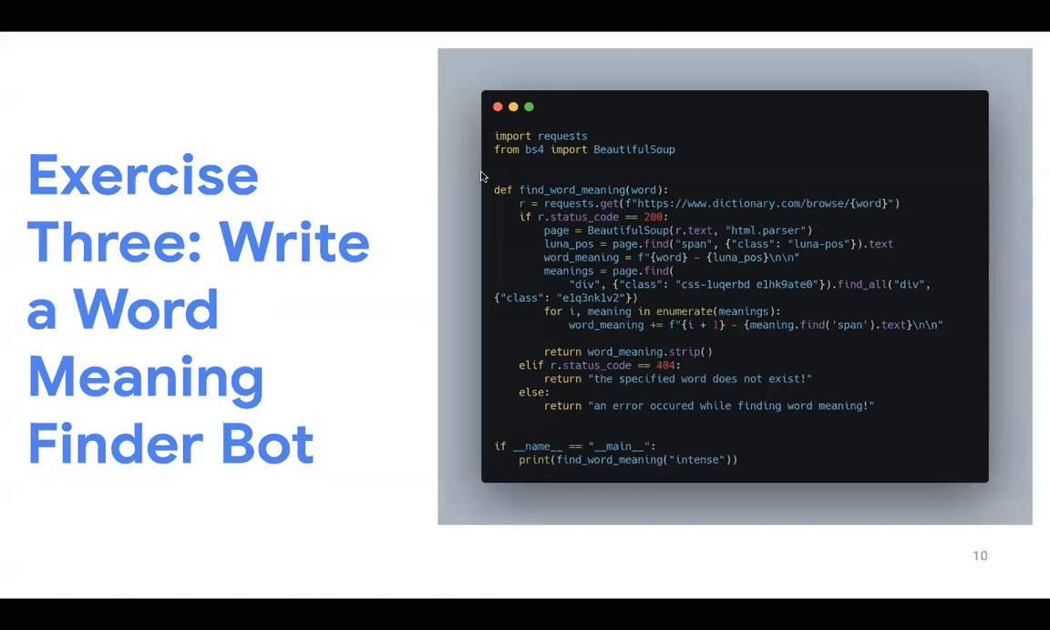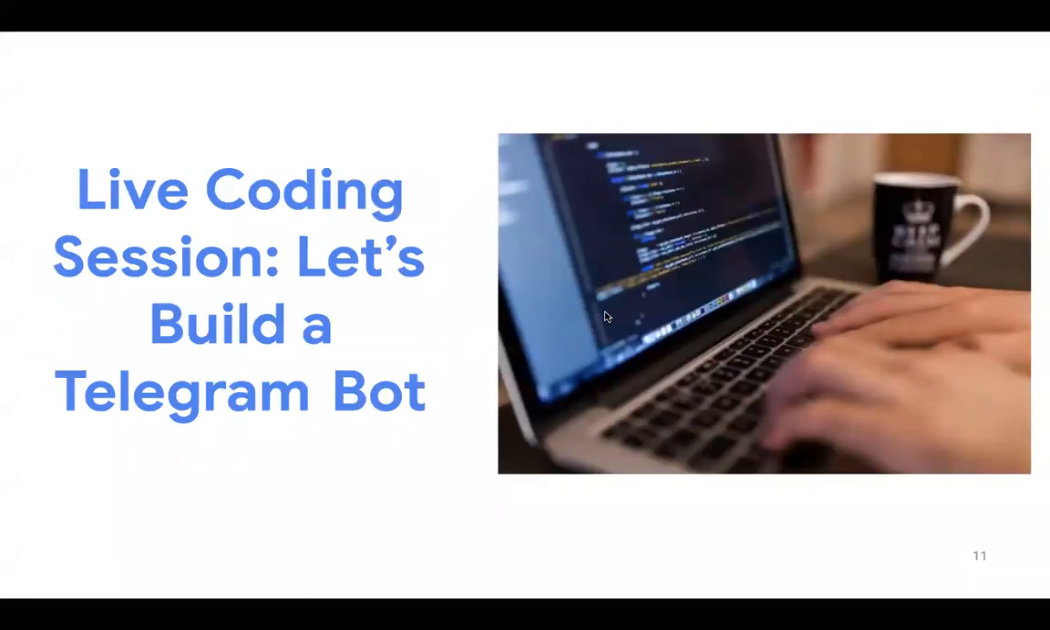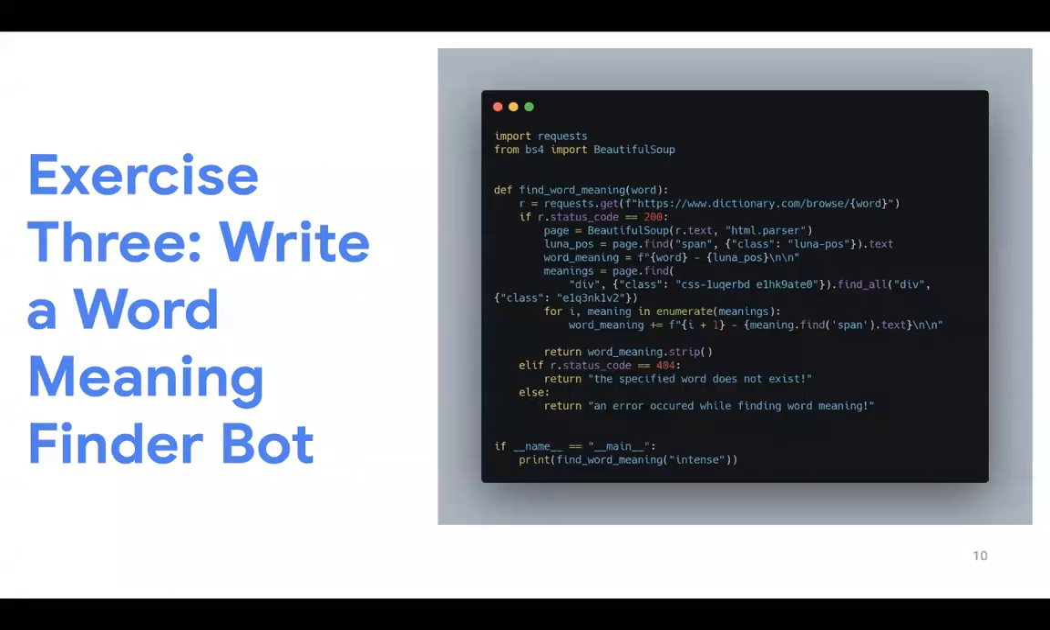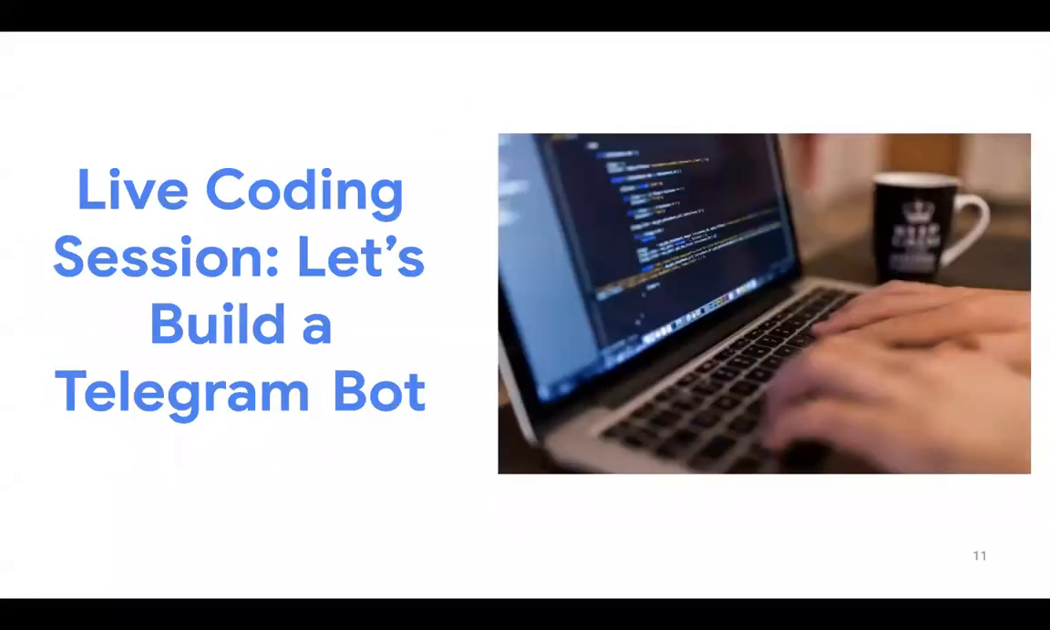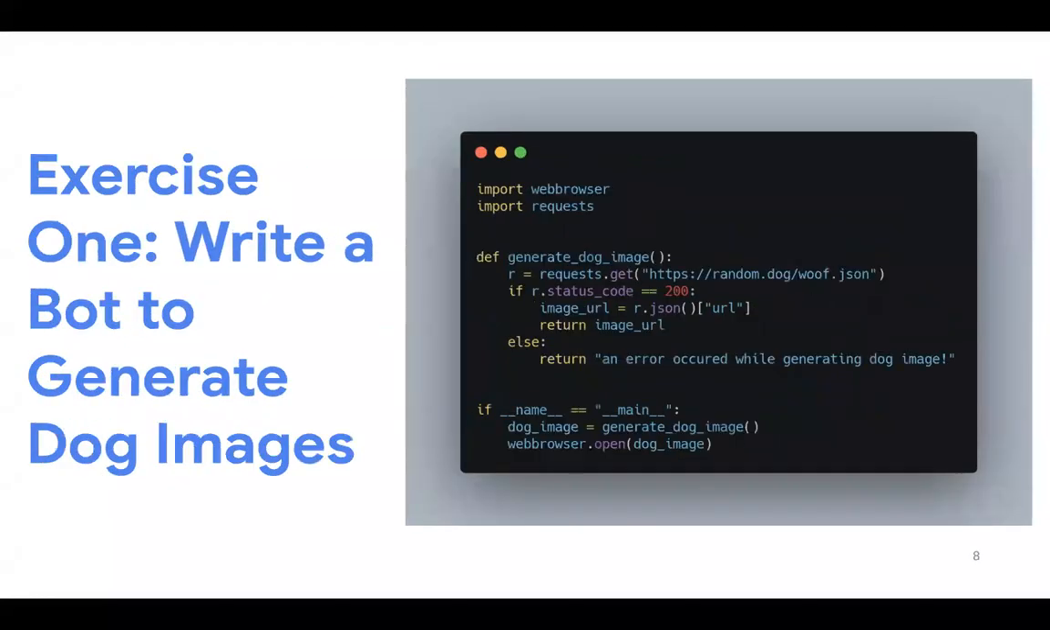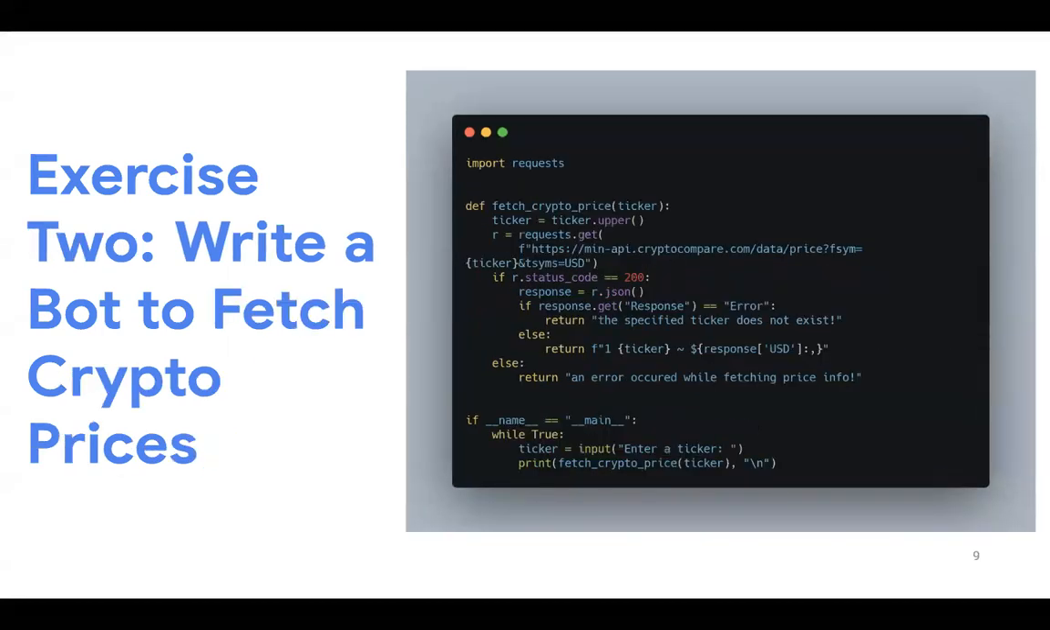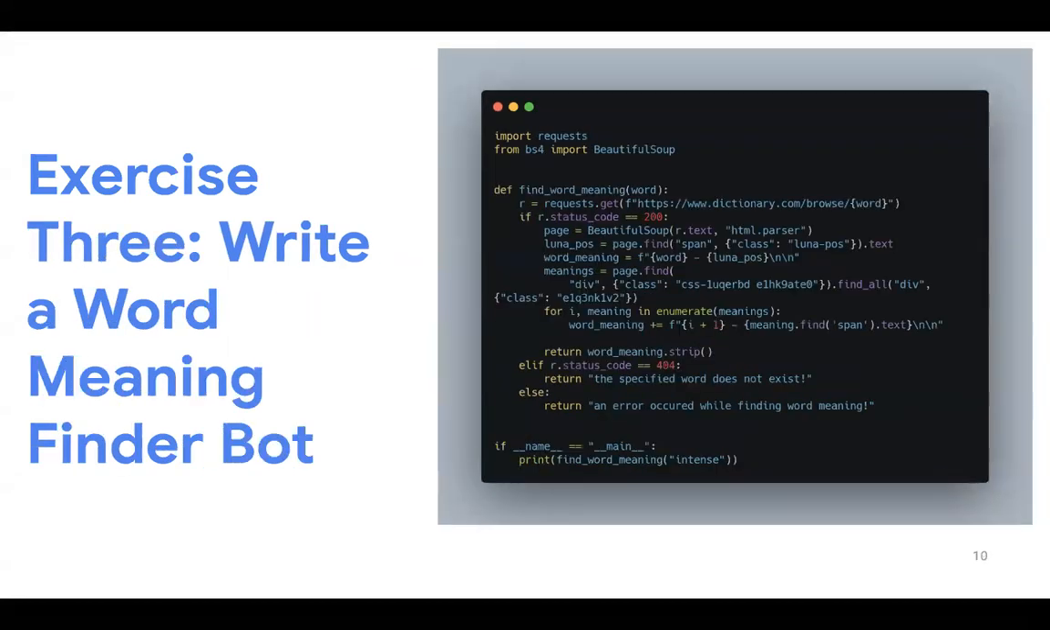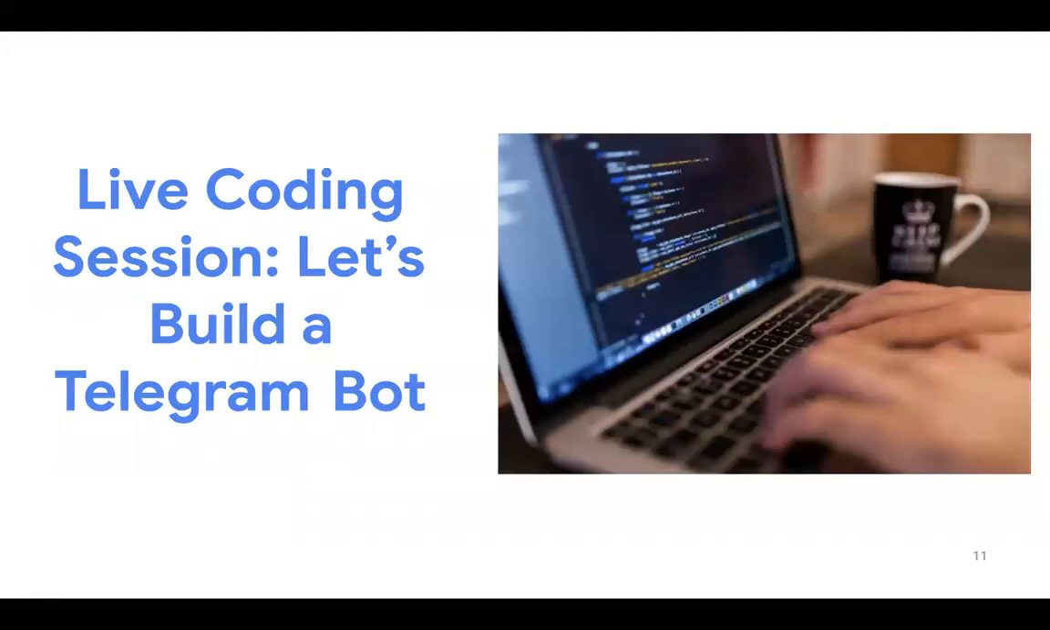So now the next section is we're going to do a live coding session, and what we're going to do is combine all these three functions and create a Telegram bot that would integrate all this code into it. So the Telegram bot is going to be able to generate a random dog image, fetch the price of cryptocurrency, and tell us the meaning of a word. So now let's get started.